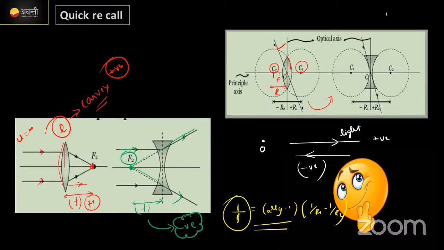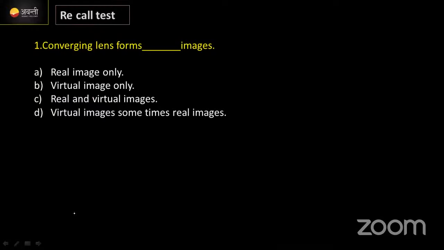Great. Okay. If there is no doubt, I have a small question. Please do answer this question. What is the correct option for this question? Converging lens forms dash images. Quickly. Don't know how long the session will go today. Actually, there is no power at my place.